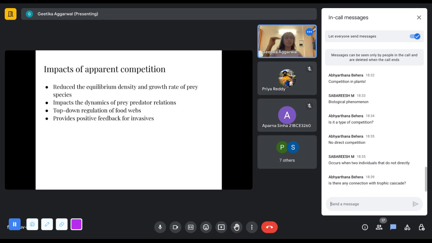So the different trophic levels are impacting each other, and in this case what we are seeing is the predator is going up in numbers, and that is why the second prey species that is getting impacted will go down in numbers. And it provides a positive feedback for invasive species. One important example that was discussed in the lecture was about lantana species.